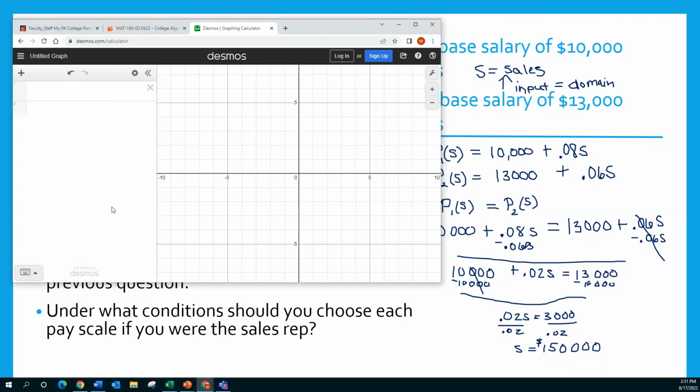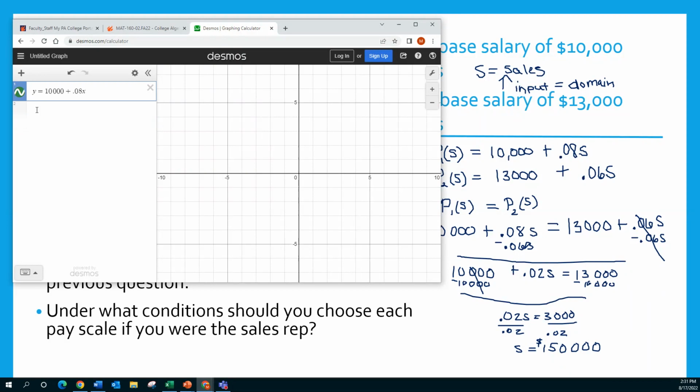So on my calculator, first thing I have to do is type in the equations. Your calculator's the same. Your calculator, you're going to start with the y equals. So you get to push the y equals button, and your calculator will already say y equals. Mine, I have to type y equals. And then you're going to type the formula. So the first formula that we have is 10,000, make sure I get enough zeros there, plus 0.08S. And I'm going to use x, and so are you.